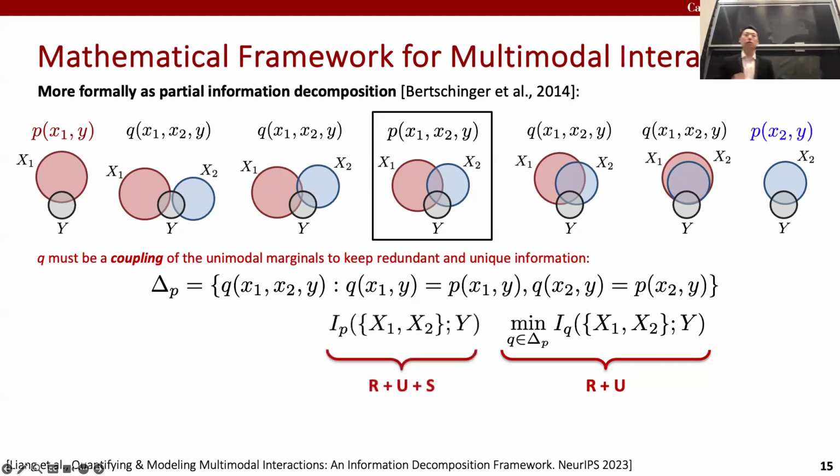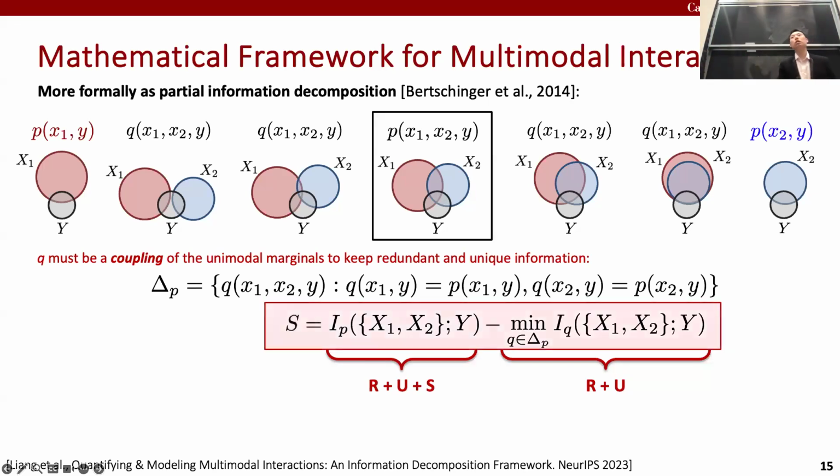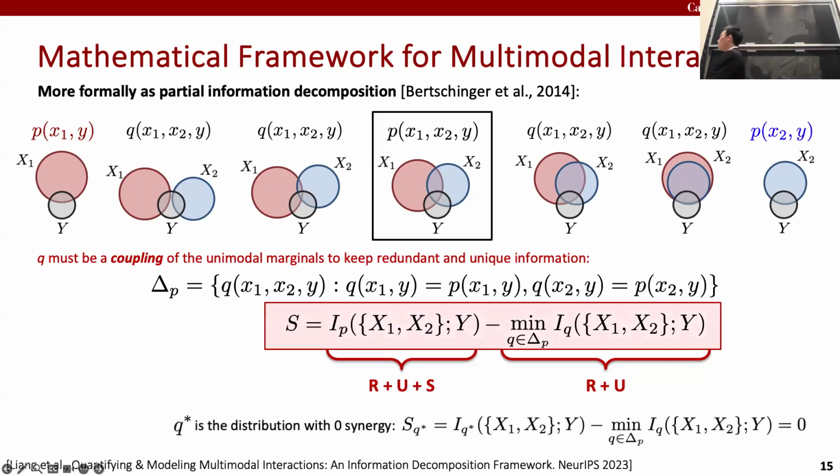We know that P, the distribution you started with, had redundancy, uniqueness, and synergy, which means that the difference between these two terms is the amount of synergy in your distribution. And in fact, you can prove this. You can show that the Q star that minimizes this quantity, that is the least total information, is exactly a distribution with 0 synergy. Because if you apply the definition of synergy to Q star, you get S of Q star equals I of Q star minus the minimization over Q, which gives you back I of Q star. Those two terms cancel out, and you get 0.